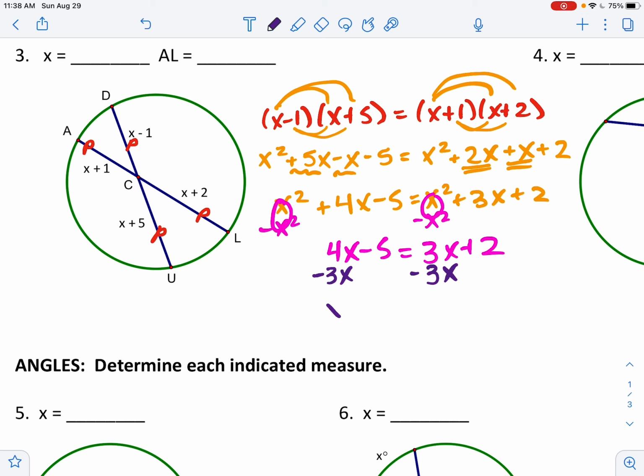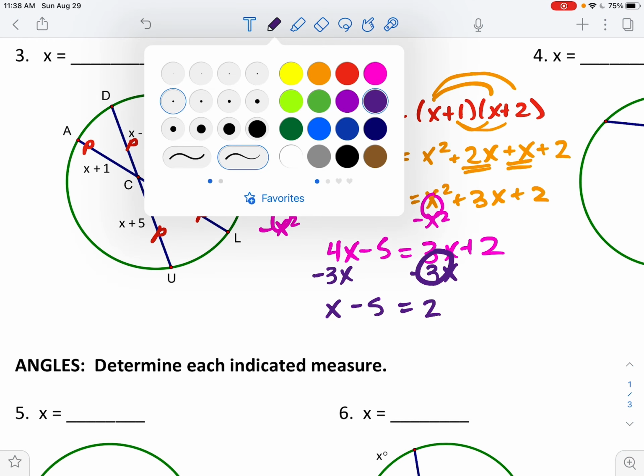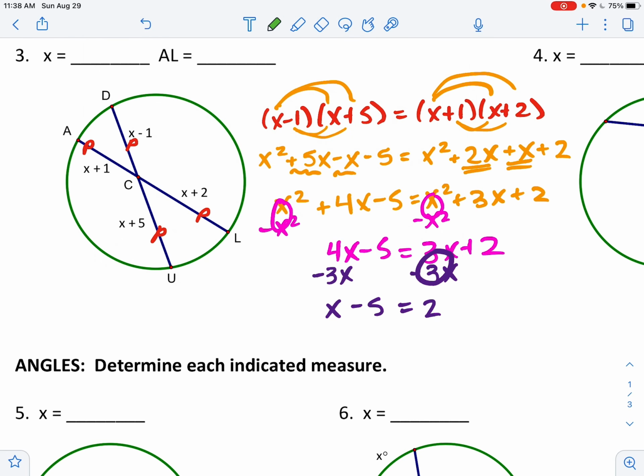4 minus 3 is 1x. Bring down that minus 5. 3 minus 3 is 0. Bring down the 2. All right, last step is to get that 5 away from x. In order to do that, I do the opposite, which is to add 5 to both sides, and x equals 7.